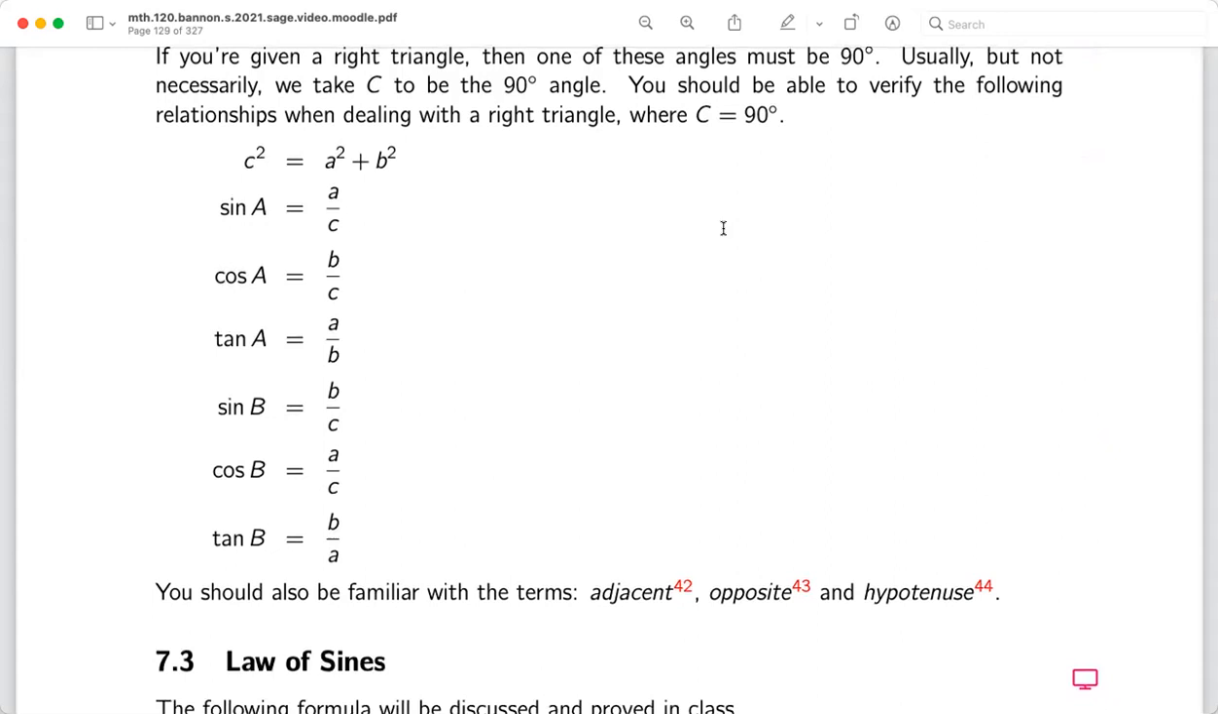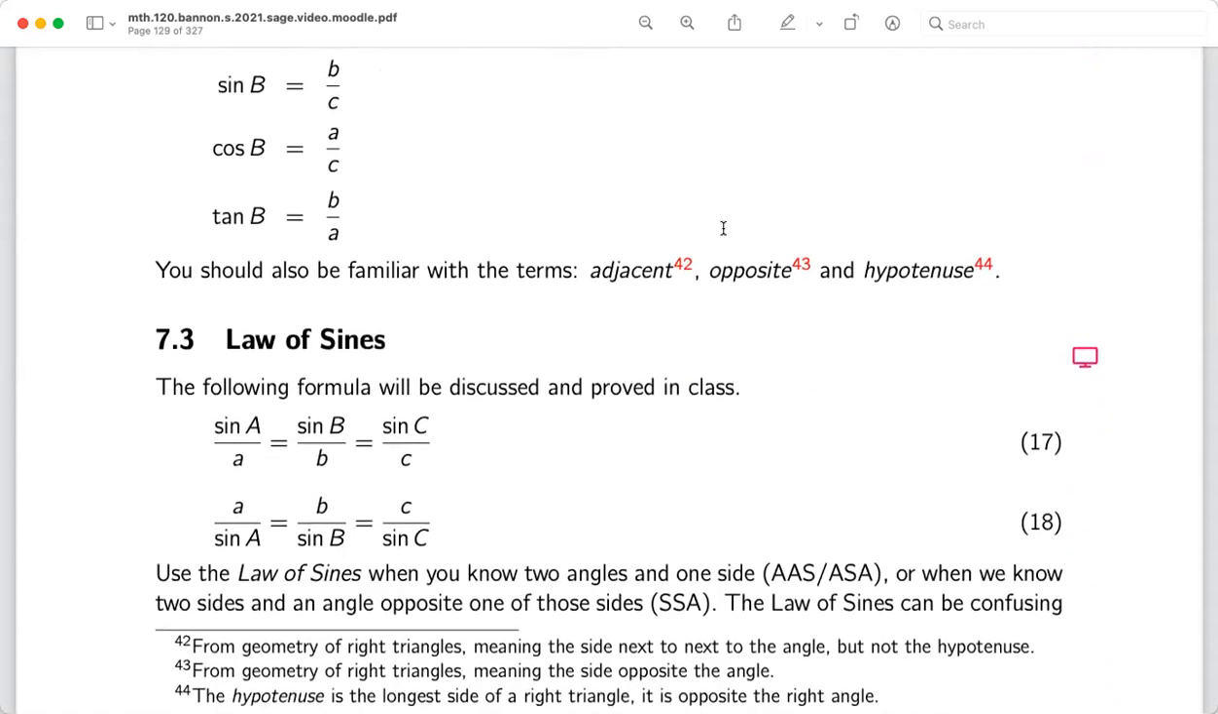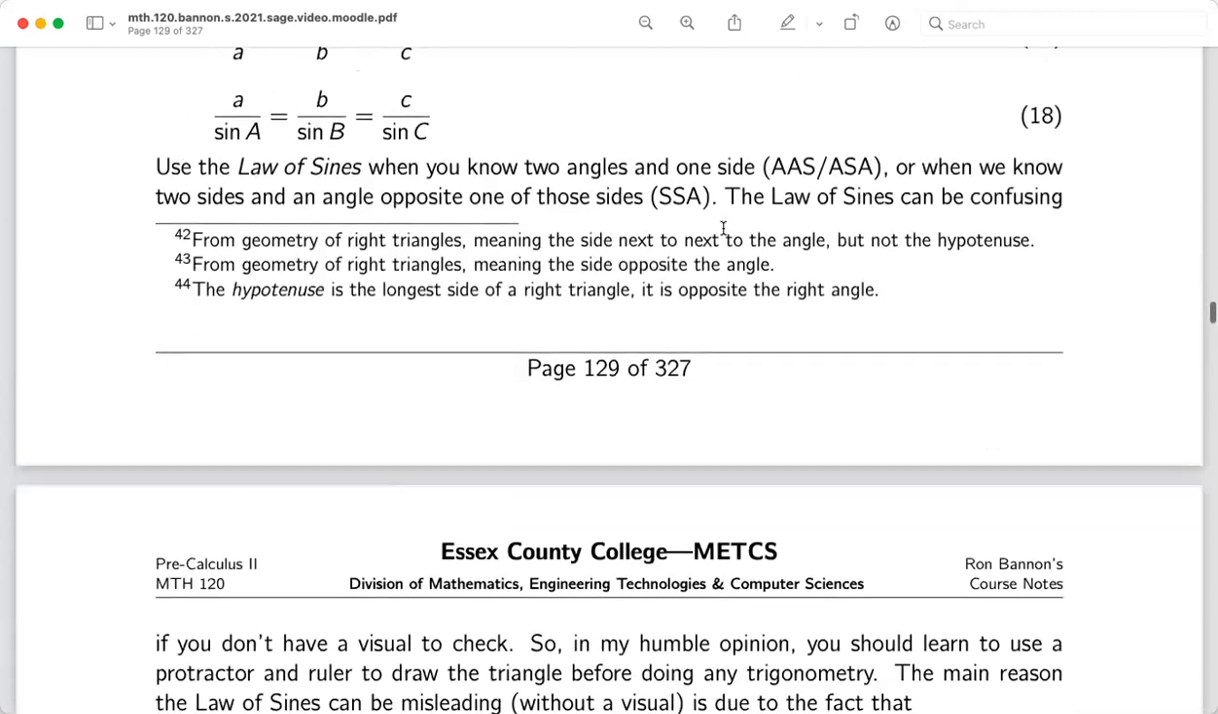We have names for those sides. In relationship to the angle, we say it's adjacent to the angle, opposite of the angle, or it's opposite of the right angle, which we call the hypotenuse, right? We derive the law of sines. I want to point out the law of sines can be problematic, particularly if you don't know what you're looking at. It's a good idea to draw a picture, and hopefully any kind of ambiguity will be resolved by drawing a picture. But the law of sines can be deceptive, and we did go through that in class.